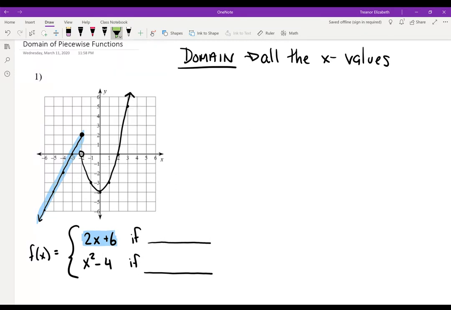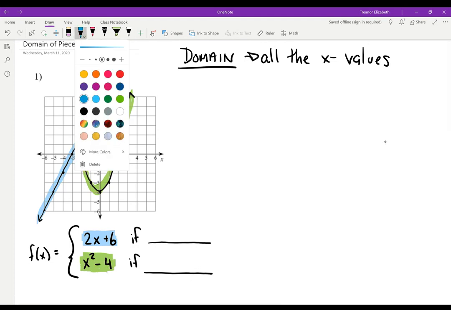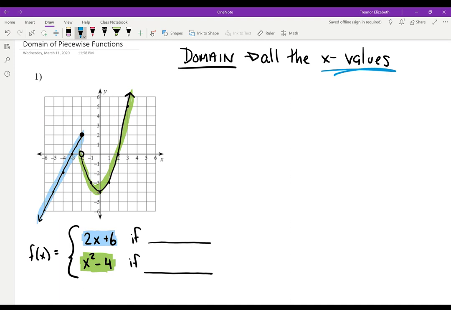And we also have this quadratic parabola, which is defined by x squared minus 4. Seeing as we're looking for the x values, because we're looking for the domain, let's look at all of the x values where our line 2x plus 6 exists.